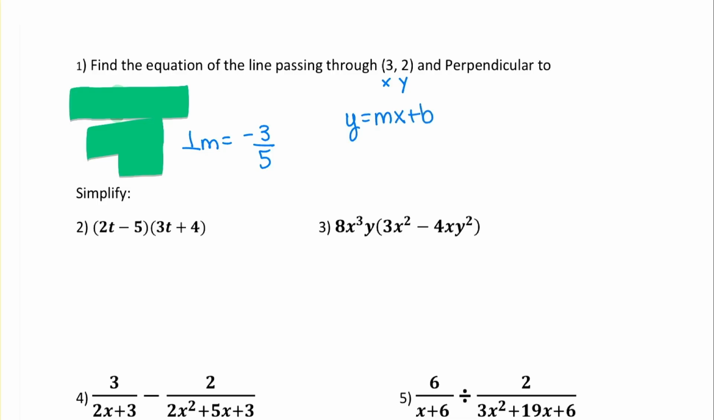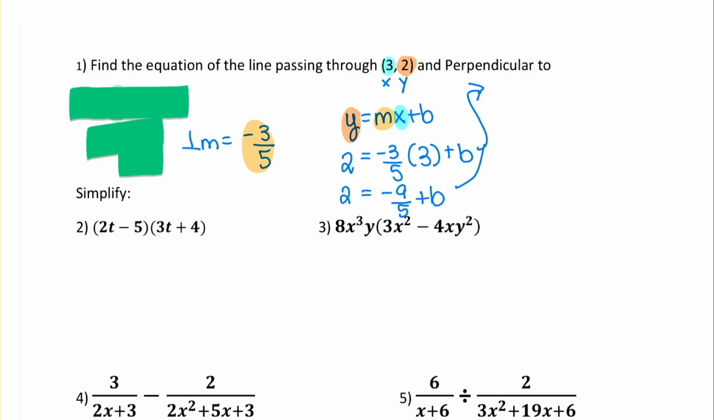We're going to plug in this perpendicular slope here for m. We're going to plug in 3 for x, and then we're going to plug in 2 for y. So our equation is going to look like this. Now we just have to multiply. It's going to be negative 9/5 plus b.